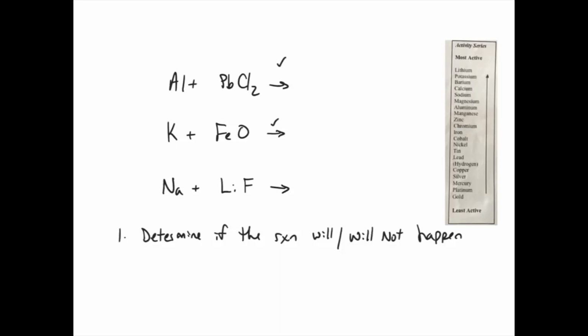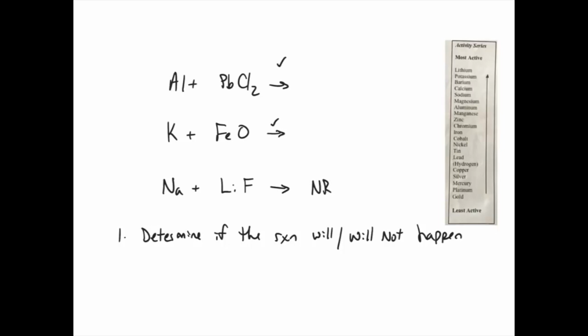Finally, sodium. I'm going to find sodium, which is about 4 down, and lithium. Now, since sodium is trying to replace lithium, it will not because lithium is higher. So this reaction is a no reaction. So you can put NR as a predicted product because there is no product.